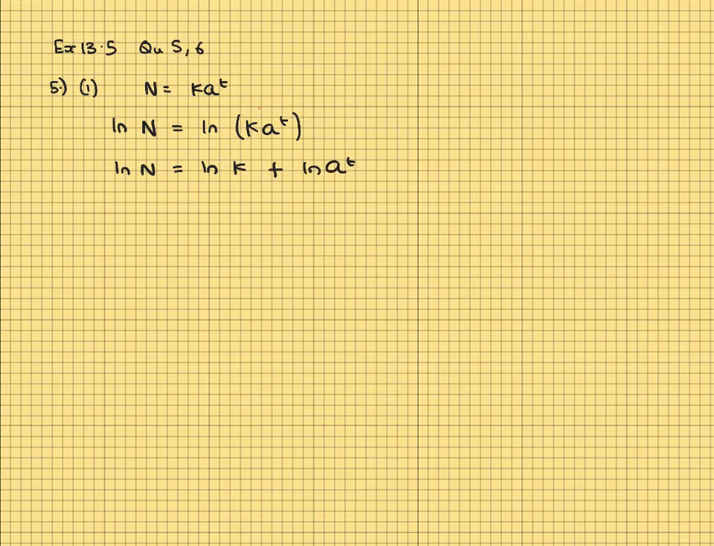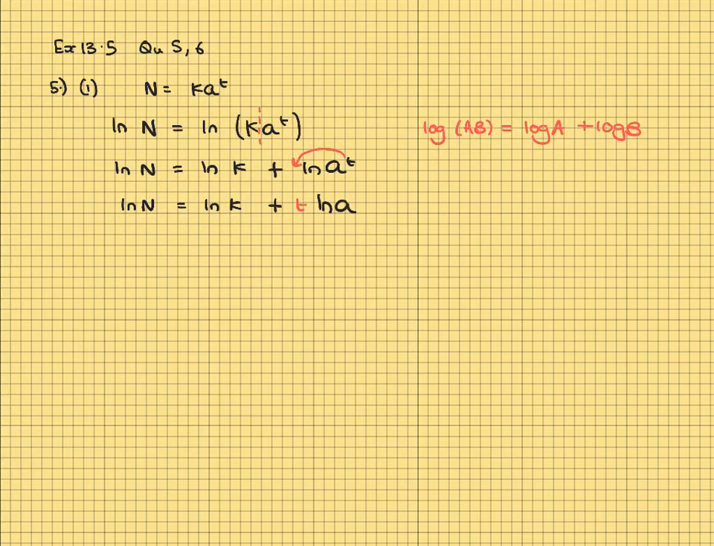So I've used a log rule here. Log of ab, a product, is equal to log of a plus log of b, which of course works in any base. Then we know that ln of n is equal to ln k plus, and then I can use another log rule here, so this becomes t ln a.